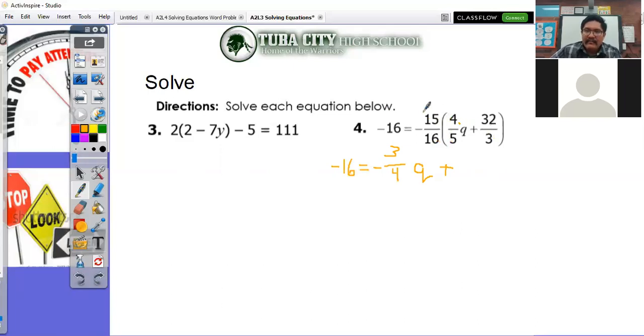5 and 3 can both be divided by 3. So divide this by 3, divide that by 3. Now you can do this without cross canceling, but you're going to have to do a lot of simplifying. You're going to get a big fraction, like 15 times 32 is a big number. It's going to be like a couple hundred, and you're going to have to keep simplifying until you get it all the way down. I did that with my first hour, and it just took forever.